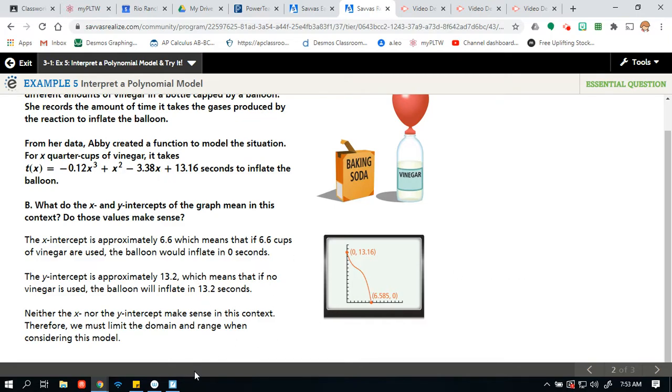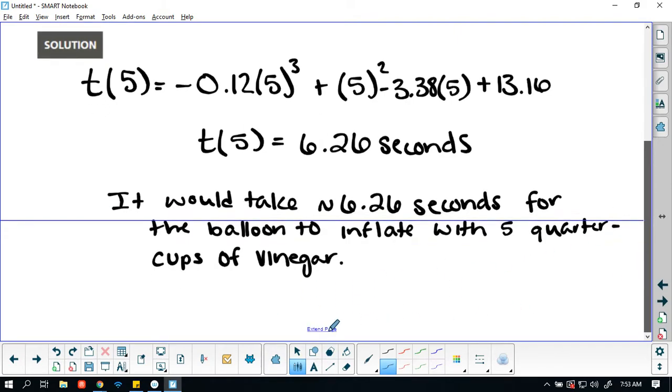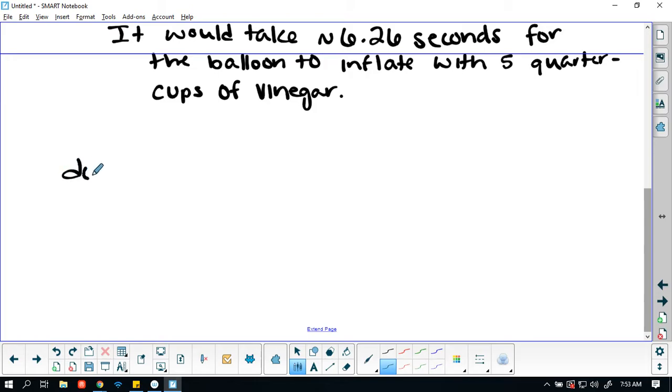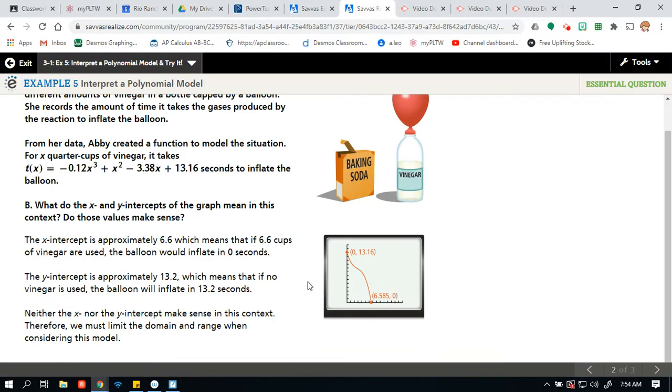In other words, the domain would be 0 less than x less than 6.6. And notice how I'm not including these two values. The range would be 0 less than y less than 13.2. Again, not including those values because do those values really make sense in context of the problem?